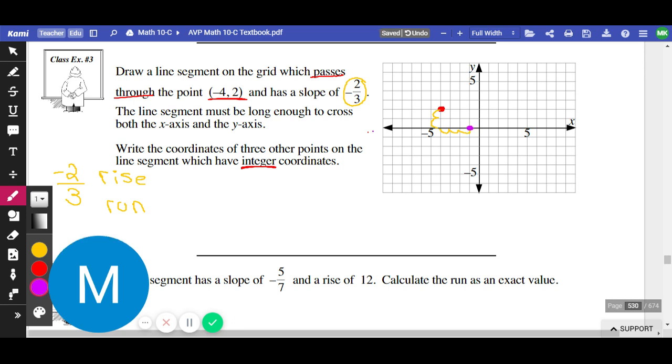I could keep doing that to find more points. Down 2 over 3. Down 2, 1, 2, over 3, 1, 2, 3. And that's my next point. I technically could also work backwards. So instead of saying down 2 and to the right 3, I could go backwards. And I could go left 3, 1, 2, 3, and up 2, 1, 2. And that would be another point on the line.